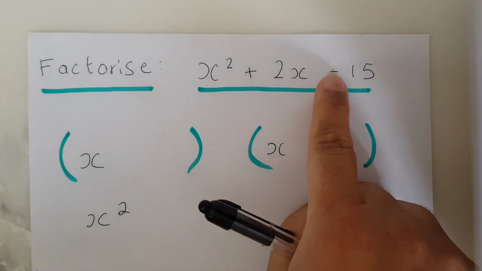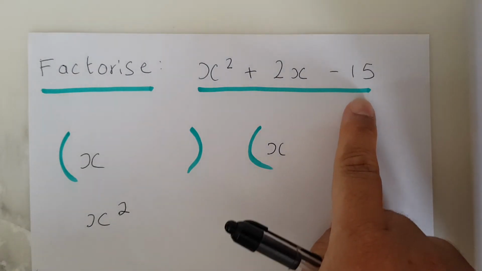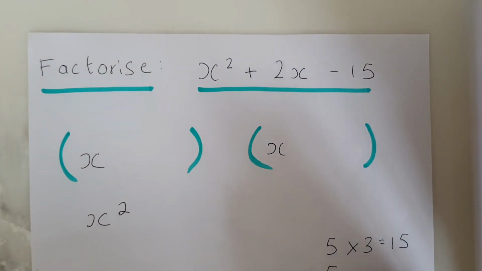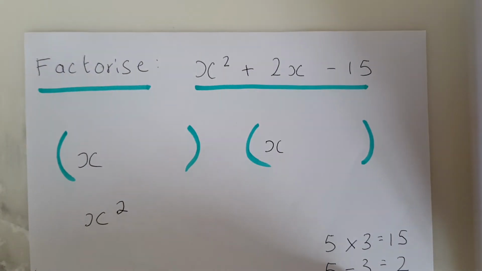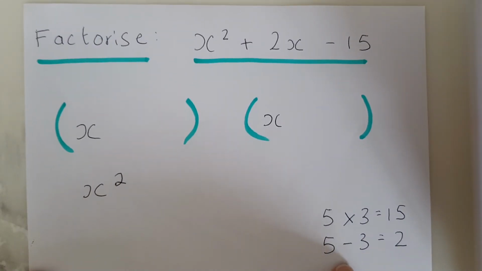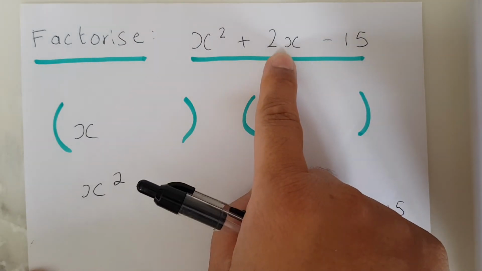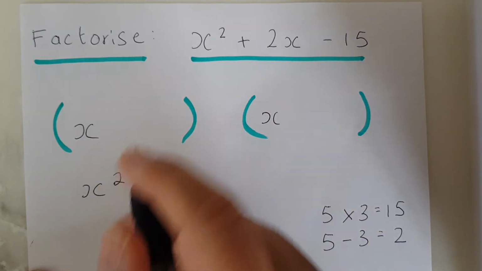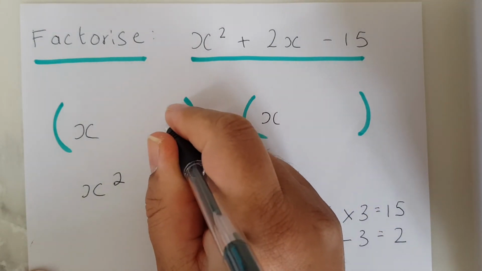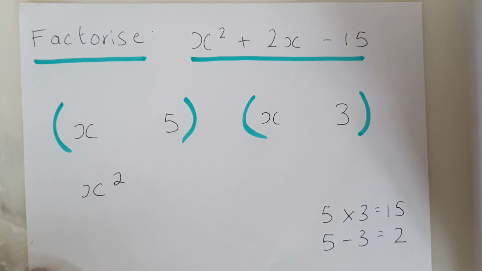Okay, forget the sign for the moment. So 5 times 3 is 15, but same two numbers. Same two, if you add or take away, you get the middle number, which we have. So you can either add or take away, but we've taken it away. So 5 times 3 is 15, which is the last number. The same two numbers, you add or take away to get the middle number. So this works. So what are the two numbers? Our numbers are 5 and 3.